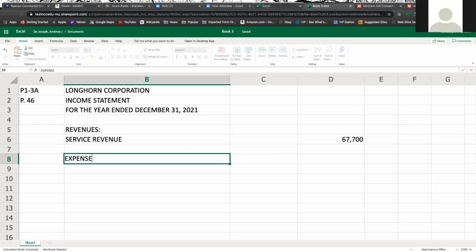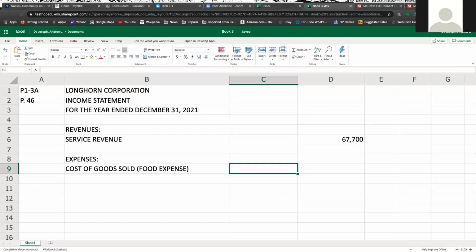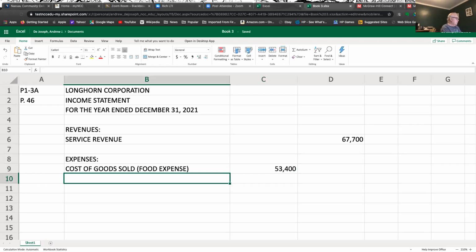Expenses. Now, expenses are easy because you're looking for the word expense. But there's one other word that you should look for also, and that's the word cost. So if I go through the list, I see that there's something called cost of goods sold. And they also refer to it as food expense. I'm not sure, the computer probably wants cost of goods sold as the answer, but I put that there because it's in the book. And that was $53,400.